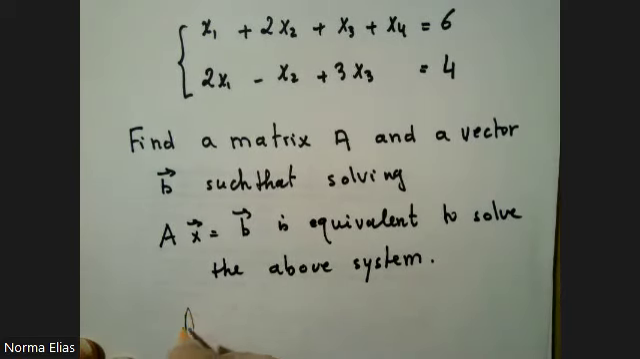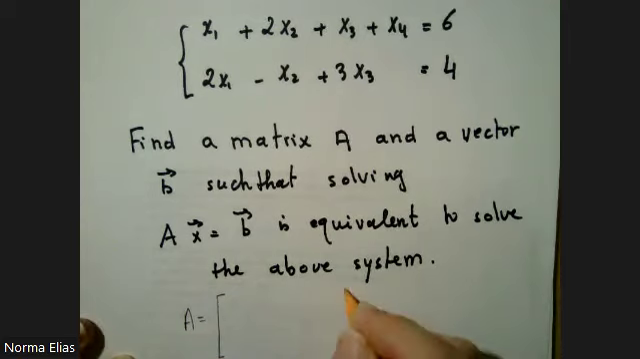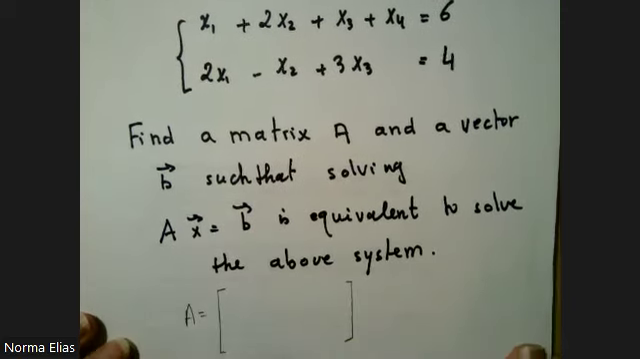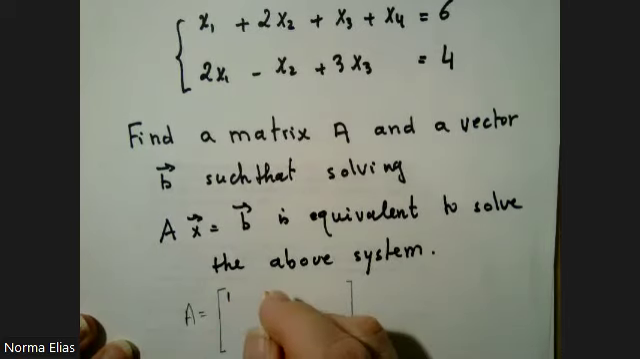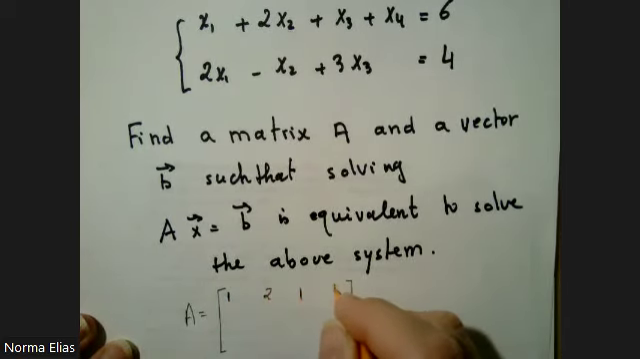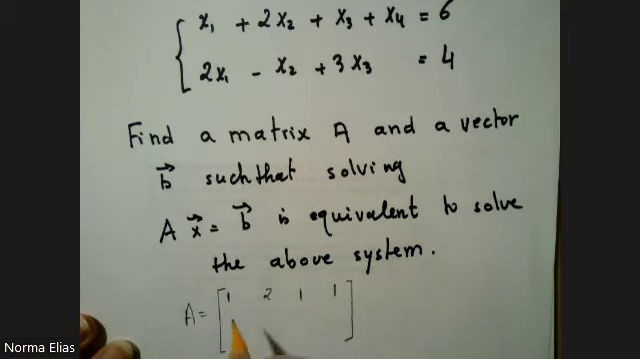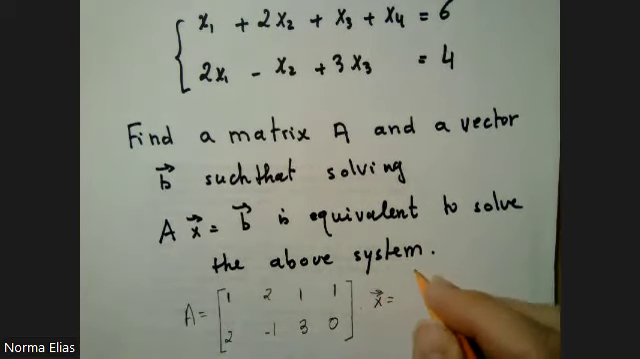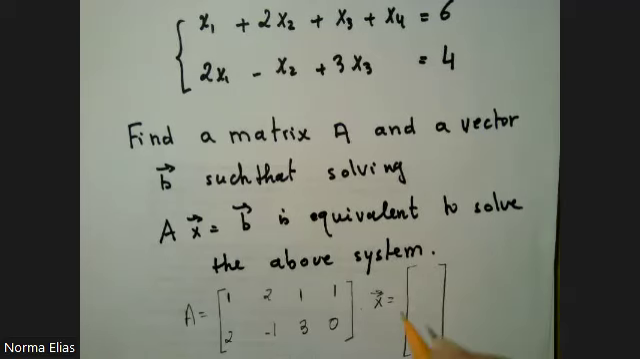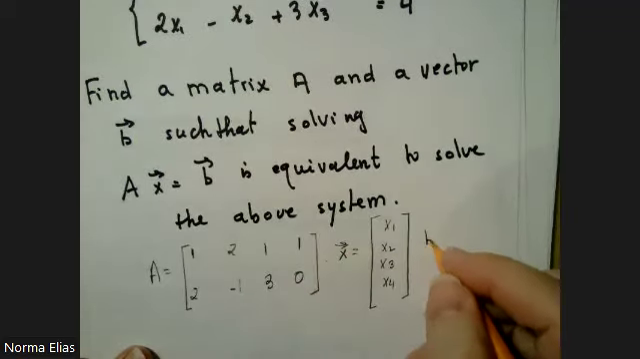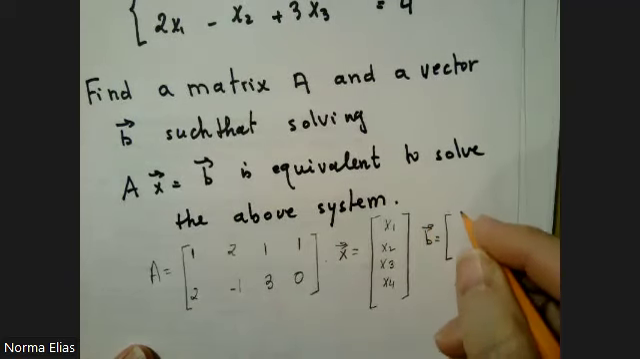So the matrix A is nothing more than the coefficients of the system. So A would be 1, 2, 1, 1, that's A. And the coefficients here, so A will be -1, 3, 0. So A is the coefficient matrix. X is the vector whose entries are the unknowns. We have 4 unknowns, x1, x2, x3, x4. And B is the vector whose entries are the constant terms.